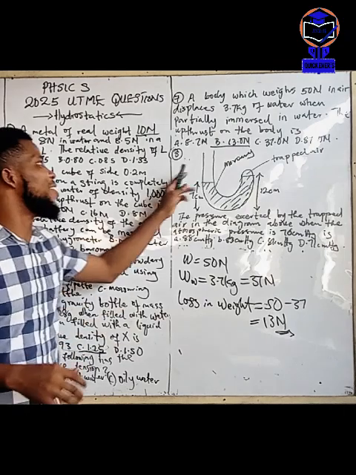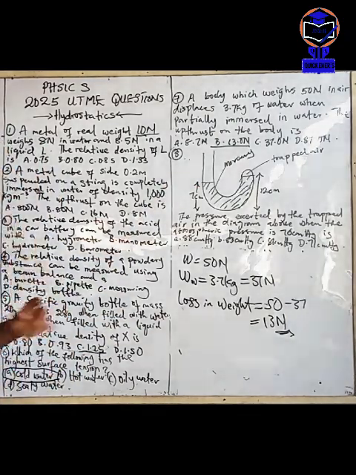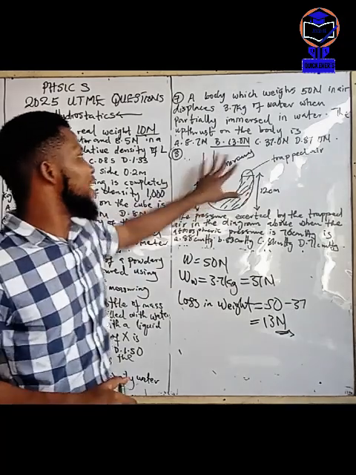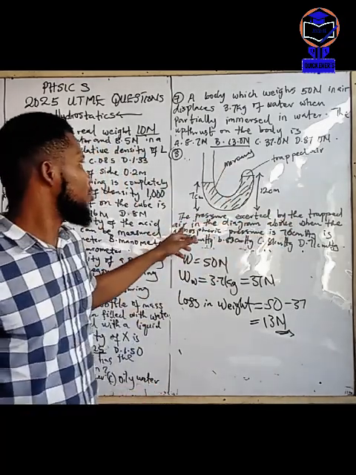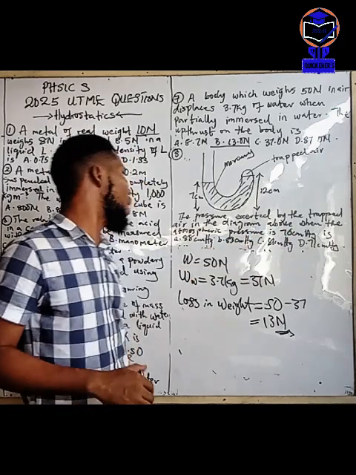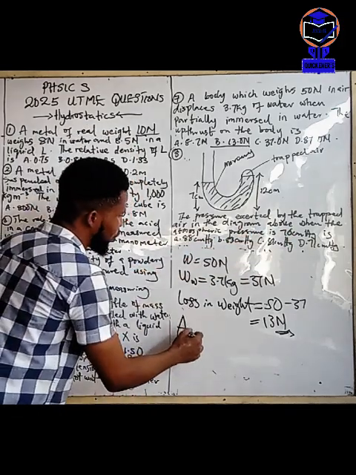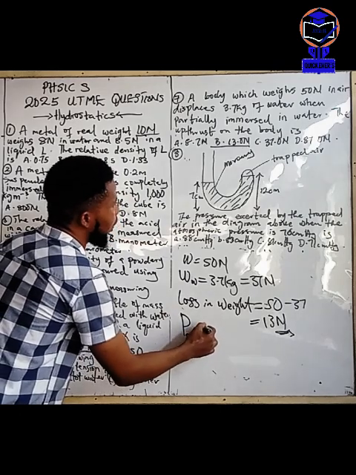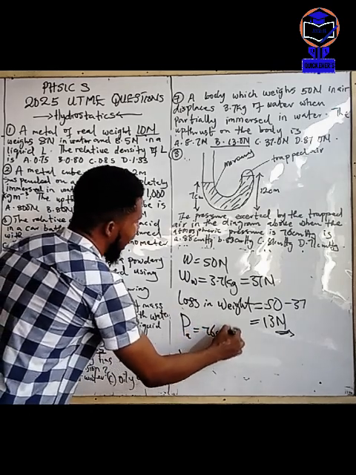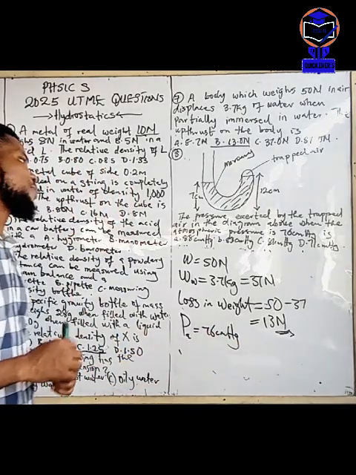Now, a very, very interesting aspect of all these questions is number 8. So let's look at this. Look at the diagram here. And the question is the pressure exerted by the trapped air in the diagram above when atmospheric pressure is 76. So atmospheric pressure, let's say PA, is 76 centimeter mercury. Alright? Now watch.